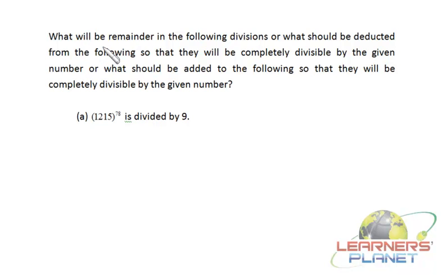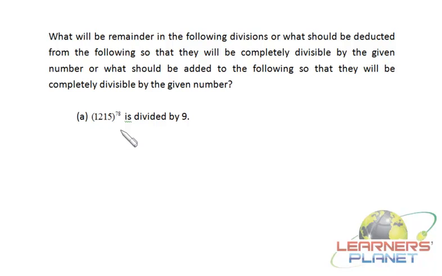Here we have been asked what will be the remainder in the following divisions, or what should be deducted from the following so that they will be completely divisible by the given number, or what should be added to the following so that they will be completely divisible by the given number. That means a single question can be asked in 3 manners. Here we have to calculate the remainder directly, or it can be asked what we have to add to the dividend to make it divisible by 9, or what we can deduct from the dividend to make it divisible by 9.